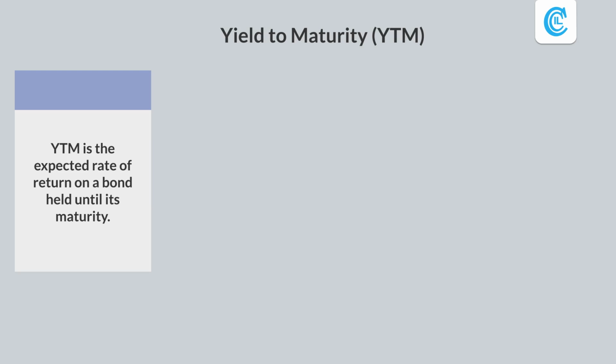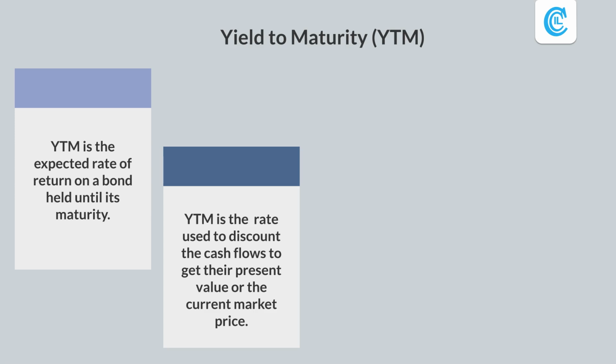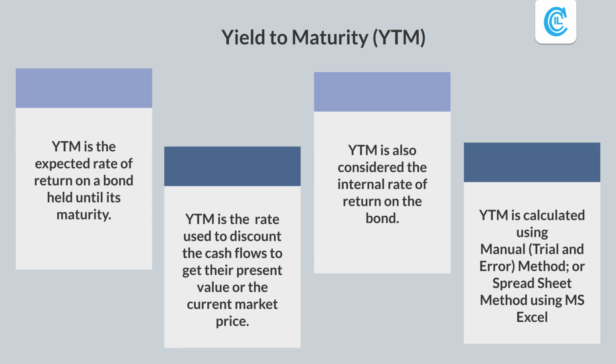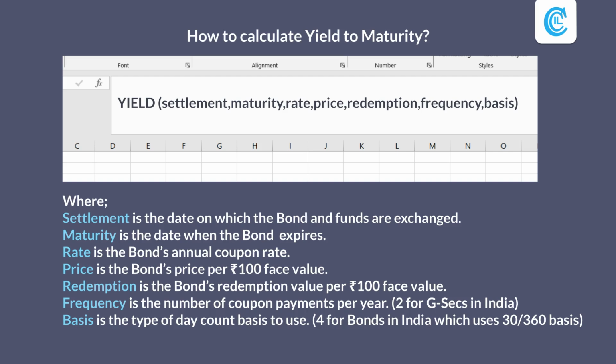The yield to maturity, YTM, is the expected rate of return on a bond if it is held until its maturity. It is the rate used to discount the future cash flows from a bond to get its current market price. YTM is also considered the internal rate of return on the bond. The YTM can be calculated using a manual, trial and error method, or by using MS Excel. Using MS Excel, the yield of periodically coupon-paying securities, given the price, can be calculated using the function yield.